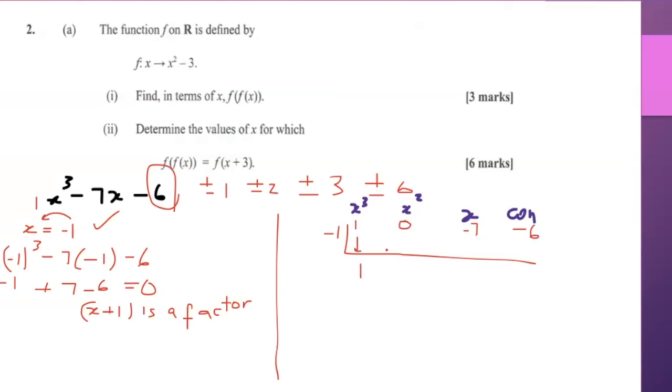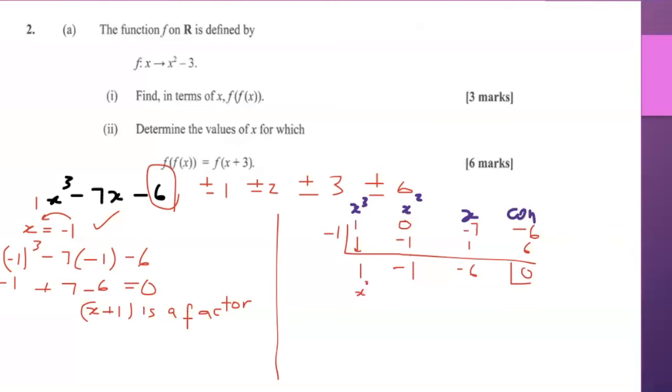The first number you carry down, then you say 1 times negative 1, that's negative 1. Then you add 0 plus negative 1, that's minus 1. Multiply negative 1 times negative 1, that's positive 1. And then I add these two to get negative 6. Then I multiply negative 6 times negative 1, that's positive 6. And here I have 0.